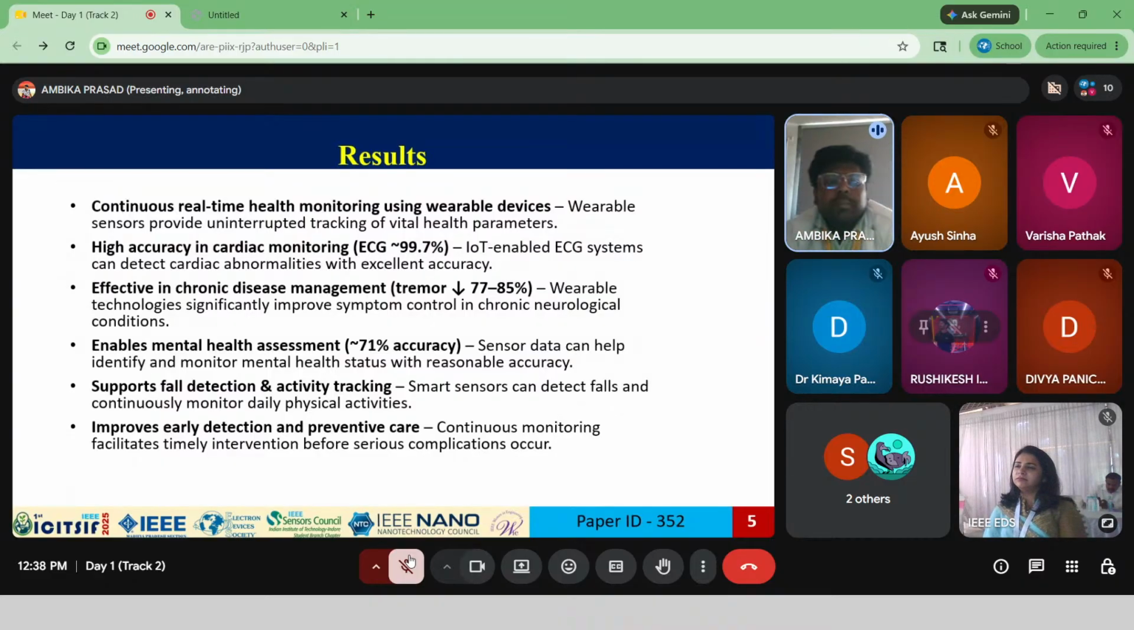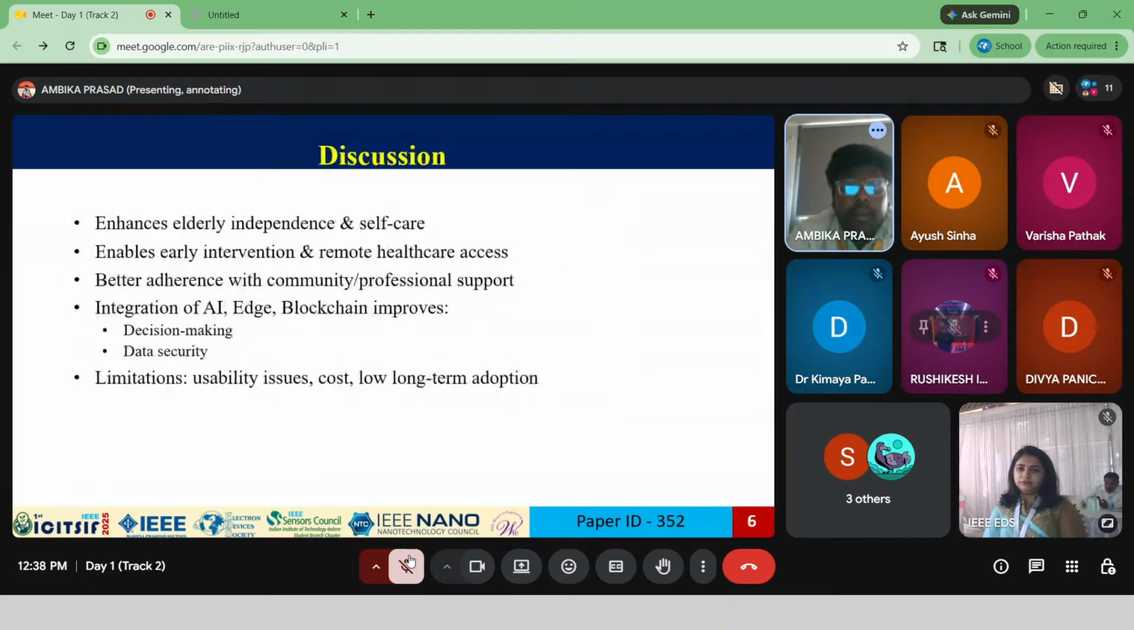In mental health assessment, the Internet of Things and wearables showed 71% accuracy. The sensor data can help identify and monitor conditions like seizures, Alzheimer's, or tremors with reasonable accuracy. Next, we found support in fall detection and activity tracking. Elderly people have a high risk of falls, frailty, and accidents, and smart sensors in devices can detect falls and continuously monitor daily physical activities. Thus, it improves early detection and preventive care. Continuous monitoring facilitates timely intervention before serious complications occur, and they can also alert the nearby healthcare system.